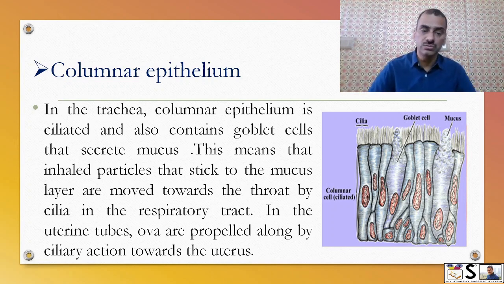In the uterine tube, the same type of tissue is there. They propel the ovum by ciliary action towards the uterus.